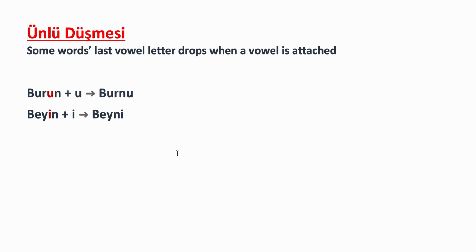Next topic is ünlü düşmesi. There are some words that their last vowel drops when a vowel is attached. For example, burun, burnu, beyin, beyni. You can find these words in my dictionary. Don't worry about it because there are not many. Already most of them are parts of human body, like nose, brain, shoulder, heart.